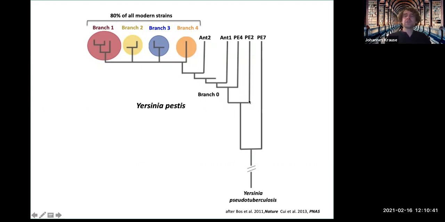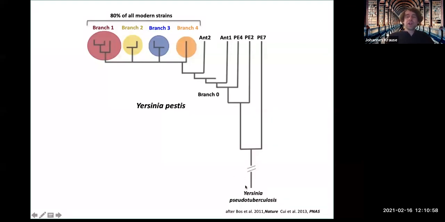You have this branch 0, which is some other strains, more unusual strains that you don't really find, only in certain pockets somewhere in Central Asia. In general, in Central Asia, you have the biggest diversity. That's also why most people think that Central Asia is probably the place of origin for Yersinia pestis.